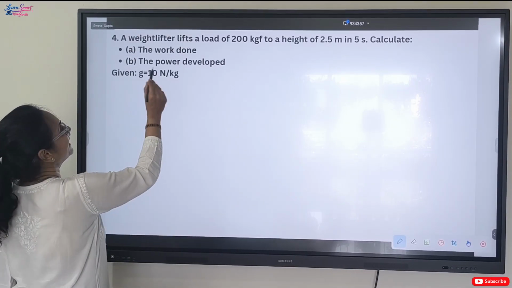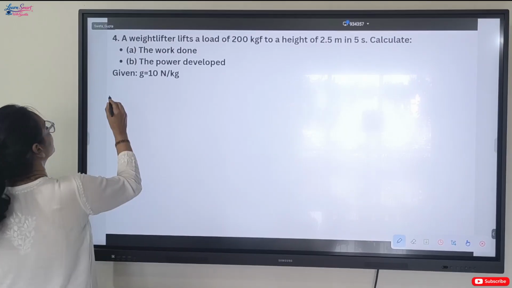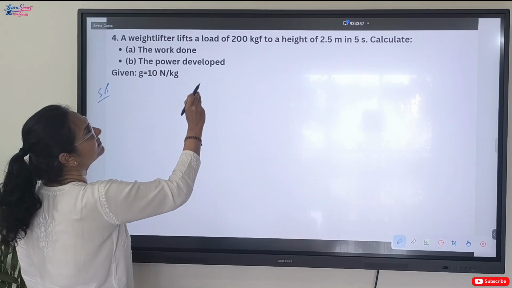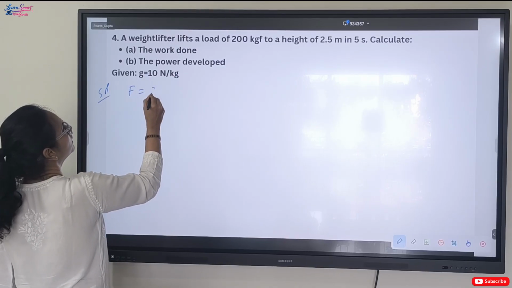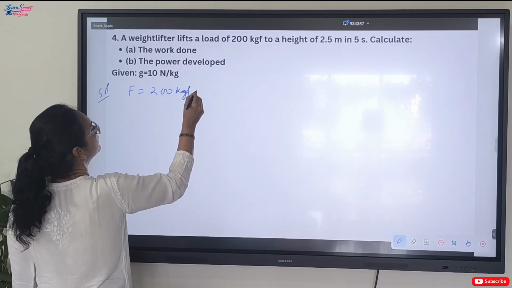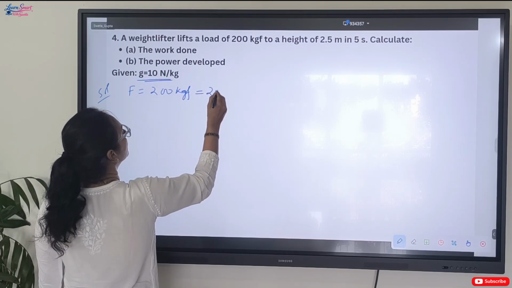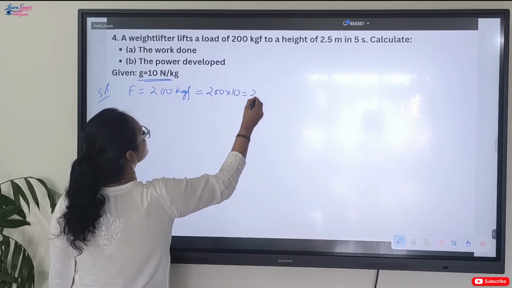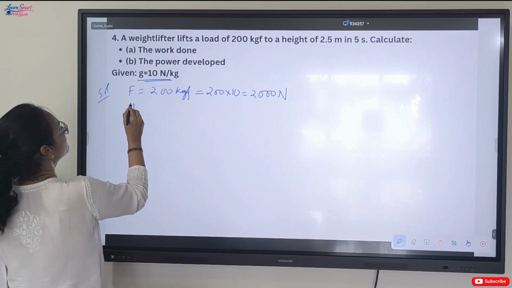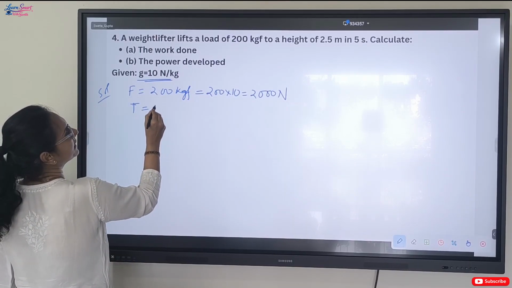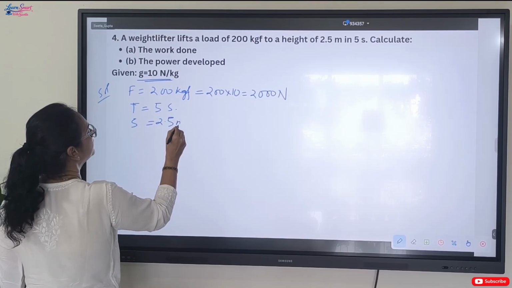Question number 4 is, a weightlifter lifts a load of 200 kgf to a height of 2.5 meter in 5 seconds. So he lifts a load of 200 kgf, which means that force is equal to 200 kgf. They have told us to use g as 10 Newton per kg. So we will write 200 into 10, which is 2000 Newton. And time is given to us. First let me write time is equal to 5 seconds. And displacement S is given, 2.5 meter.